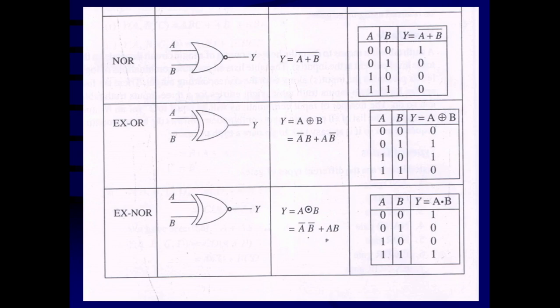The next gate is the XOR gate. The XOR gate excludes the condition where all inputs are high. That means if A and B inputs are both high, then also the output is going to be 0. You can see it in the truth table.